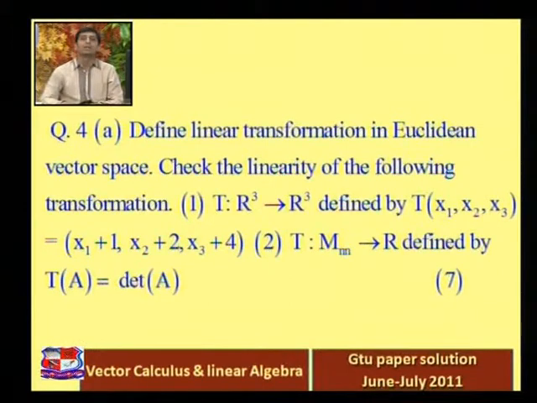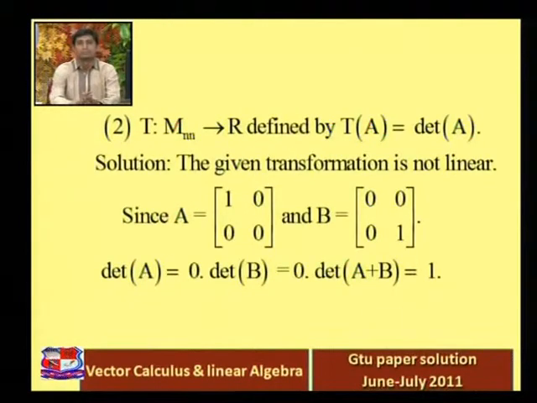Here we are doing the same. We want to prove that this transformation T from the set of square matrices to R, defined by T of A equal to determinant of A, is not a linear transformation. So that's why we are taking this particular example. The given transformation is not linear, that is my answer. Why is this not linear? Because you can see A is equal to 1 0 0 0 and B is equal to 0 0 0 1. Okay, clearly determinant of A is equal to 0, right? Because this is a simple 2 cross 2 matrix. Similarly, determinant of B is also 0.